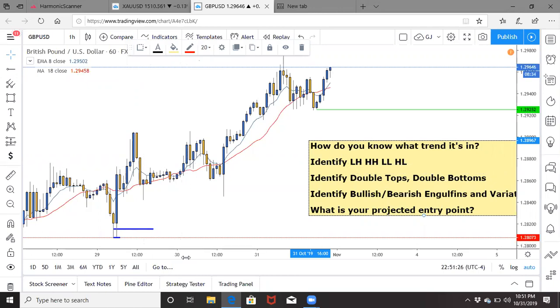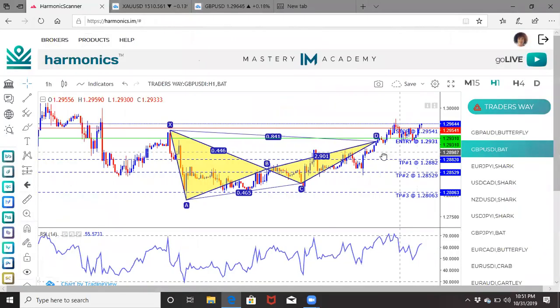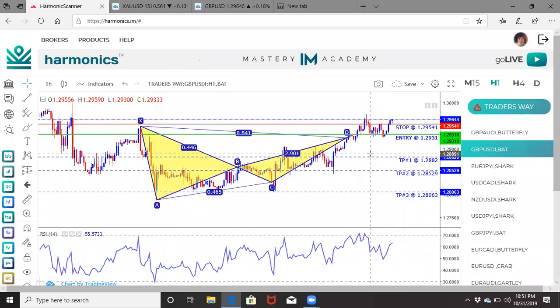So if we go back to the scanner real quick, just jump in. The scanner called sell up here, right? And if you go to your lower time frames, you see it kept going. It called it right here at 1.293, but it never dropped. It went up into the stop loss, right?